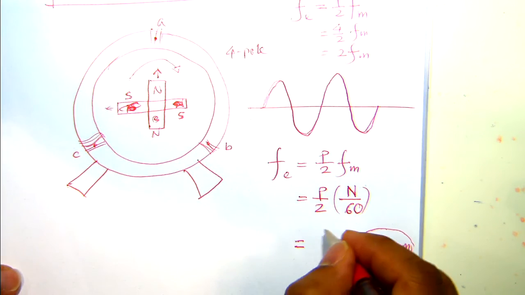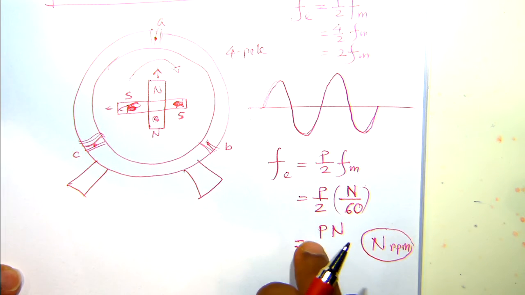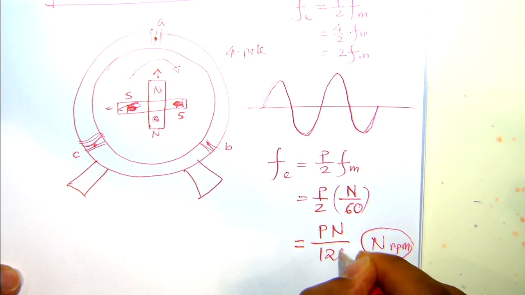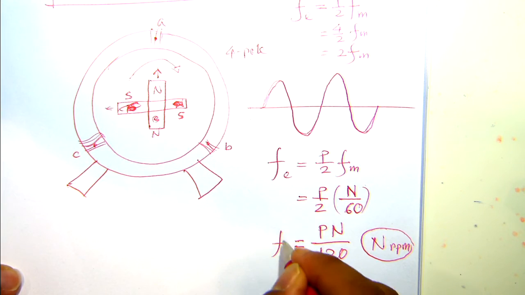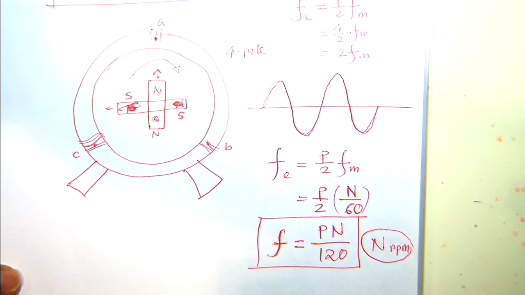Then what you get is P and n, the number of poles and the revolutions per minute of your machine, divided by 120. Have you seen this equation somewhere? Like electrical frequency, I think even in the induction motor you have used this equation for the synchronous speed. Omega s, the synchronous speed, was this.